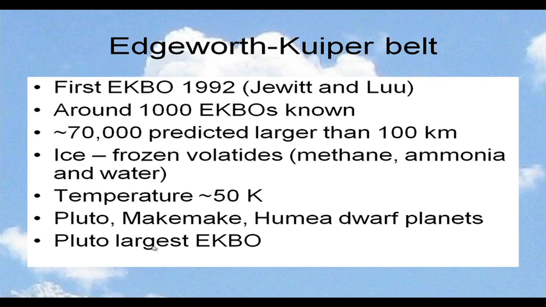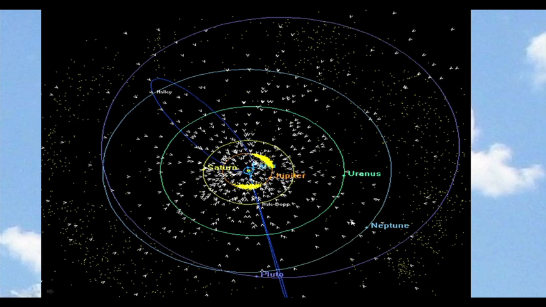Pluto is now classified as being part of the Edgeworth-Kuiper belt, and in addition to Pluto you have several other objects here, dwarf planets like Makemake, Haumea, etc. So, let me show you a picture. This picture shows you the outer solar system.